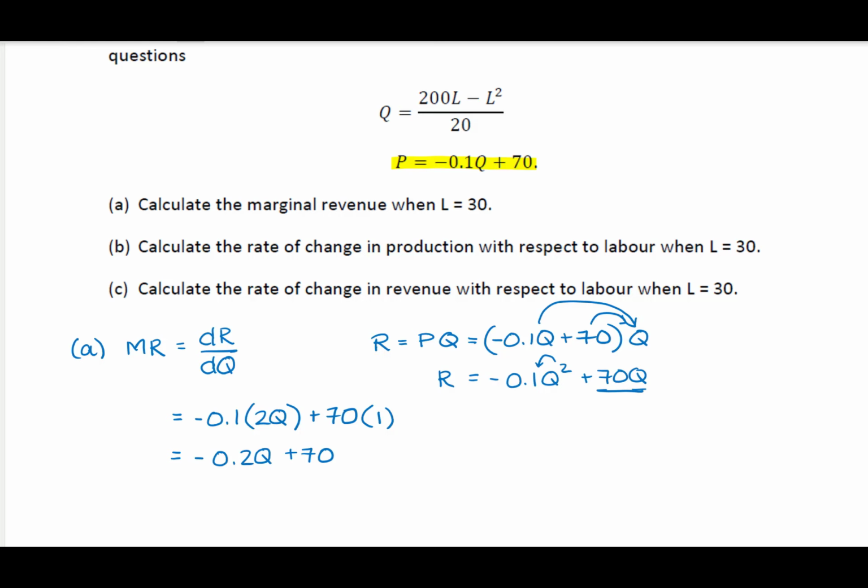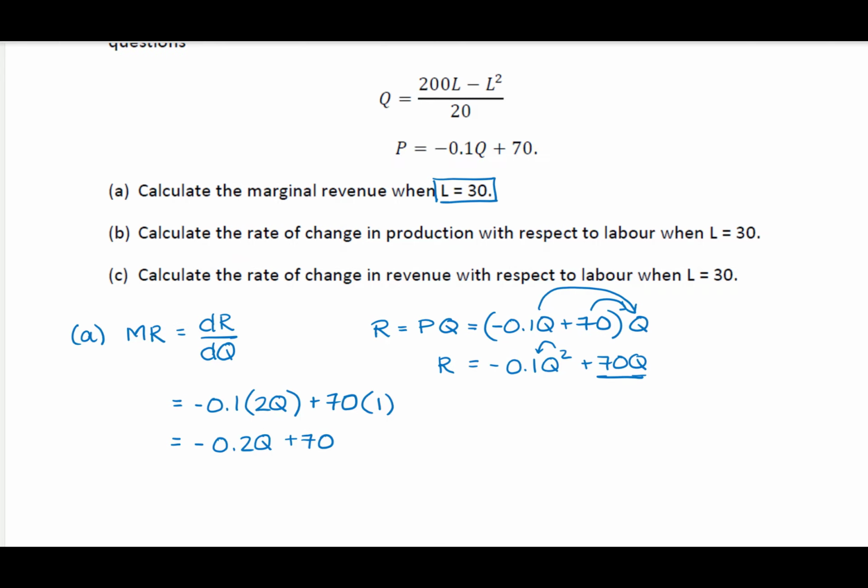So that's the derivative, but that's not what the question asked for. It asked for the marginal revenue when L is equal to 30. Now I have no L terms here. I have Q's, but I do know how to calculate Q if given L. So I'm going to take my function here, Q is equal to 200L minus L squared divided by 20, and substitute L is equal to 30 into that equation. So I have 200 times 30 minus 30 squared all over 20. And what I get when I do that is 255.